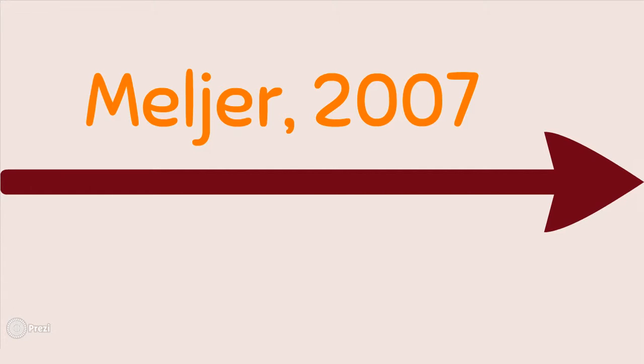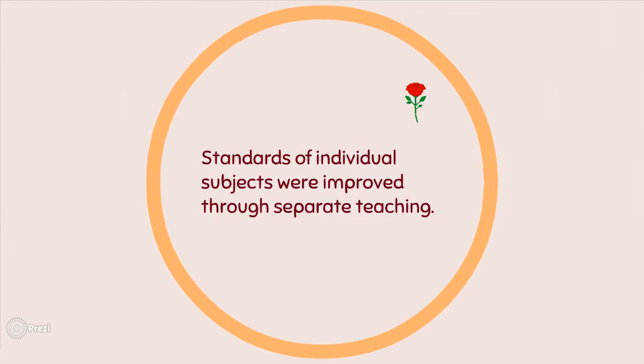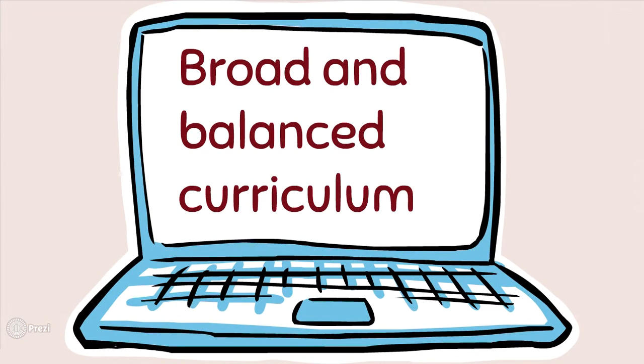The Rose Report continued to suggest that effective learning could occur between subjects and in mixtures as long as the standards of individual subjects were improved through separate teaching. Furthermore, the report also highlighted the attention to building children's ICT skills as being crucial for enabling children to access a broad and balanced curriculum.